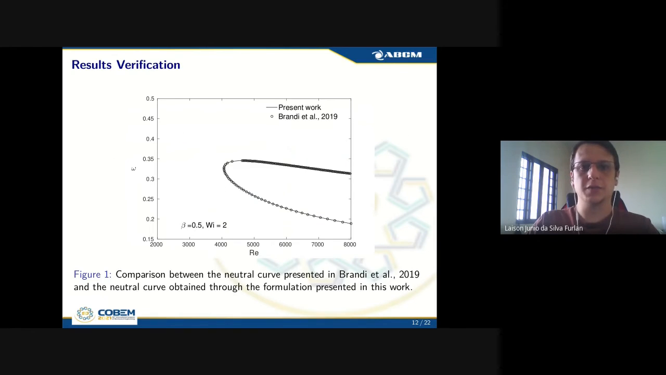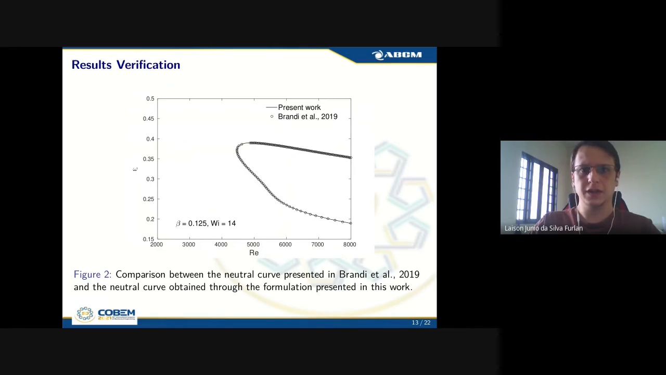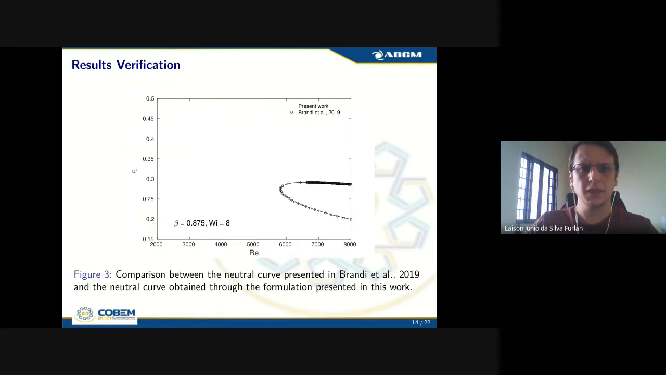Here there is a comparison between neutral curves, one taken from the literature and one obtained using this work, using the formulation presented here. It's possible to see a good agreement between the curves. Here there is another comparison for a low value of beta and Weissenberg 14. And here another comparison for beta closer to 1 and Weissenberg 8.